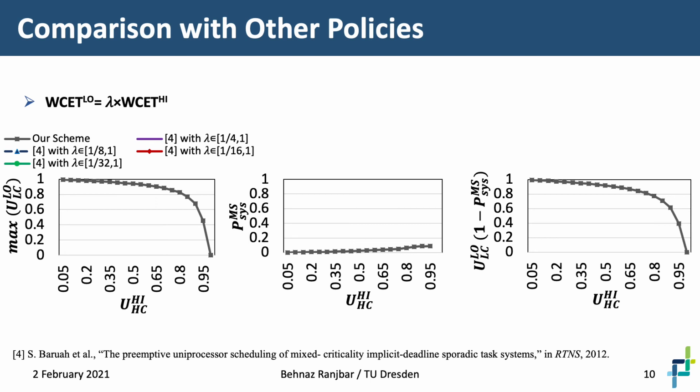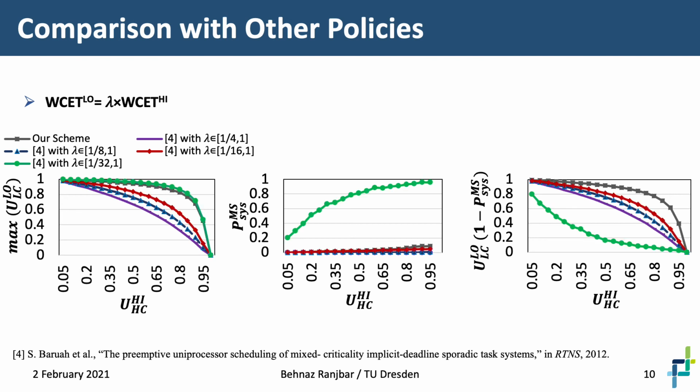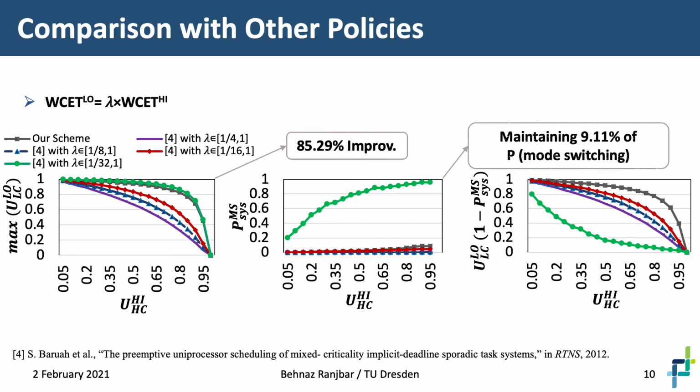Now, if we focus on different lambda values, considering a large lower bound value reduces the probability of mode switching, but it underutilizes the system during runtime. On the other hand, using a smaller lower bound value for lambda increases the maximum utilization, but with a high mode switching probability. The last figure shows that by optimizing both system properties, the proposed scheme performs better than other policies. As a result, our scheme improves the utilization by up to 85.29% compared to the existing approaches, while mode switching is bounded by 9.11% in the worst case.